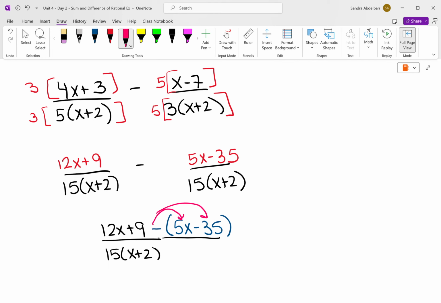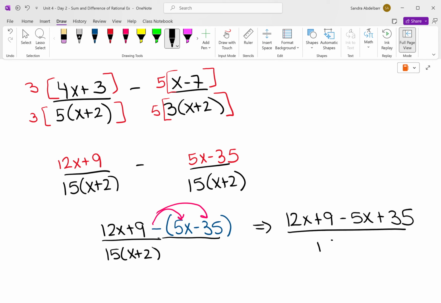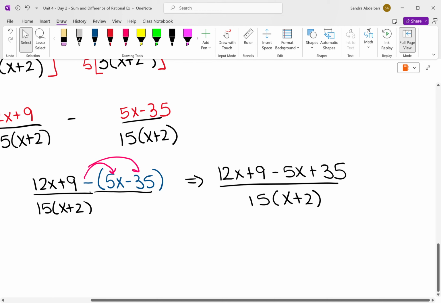So now we distribute in. If you wanted to just distribute from the beginning, would that have been okay? Yeah, absolutely. This is going to bring us to 12x plus 9 minus 5x plus 35 all over 15 times the quantity of x plus 2. And now we simplify.